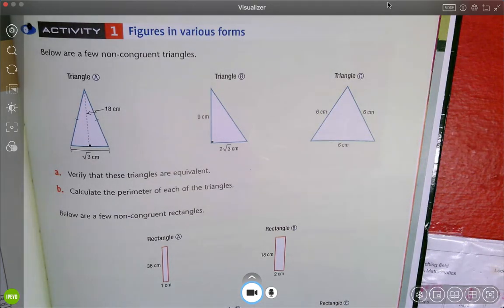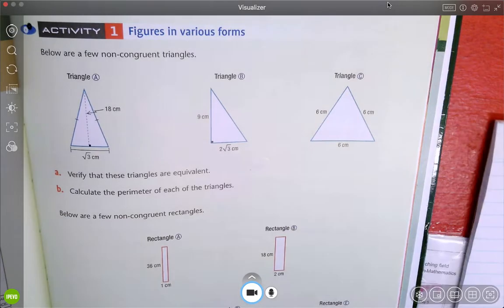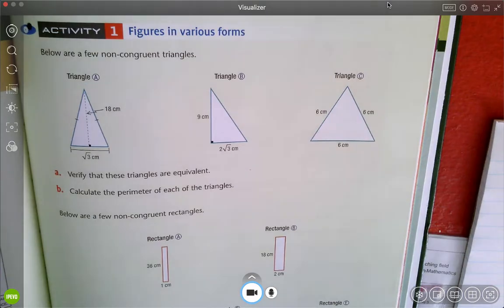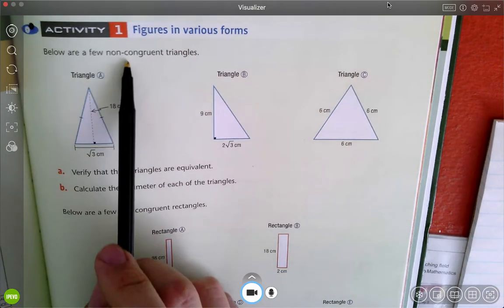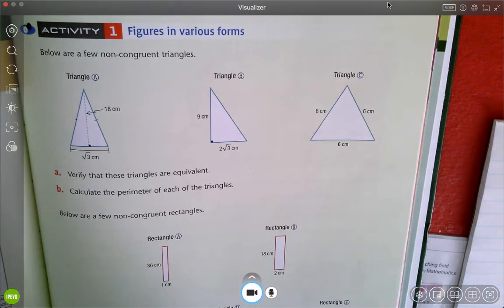All right. So in the first question, I have 3 triangles. Below are a few non-congruent triangles. What does non-congruent mean? So they're not the same.